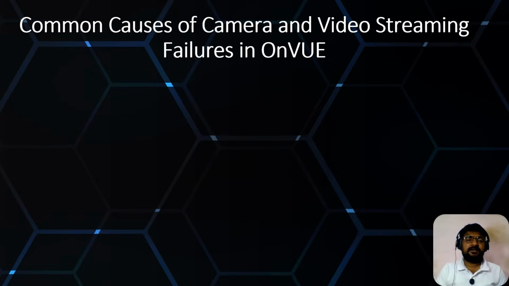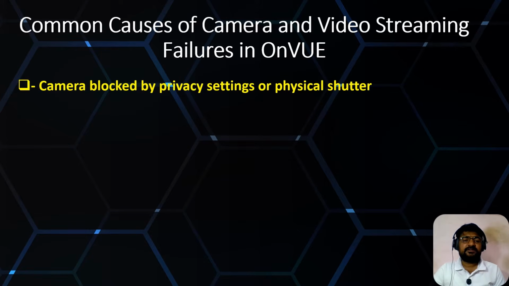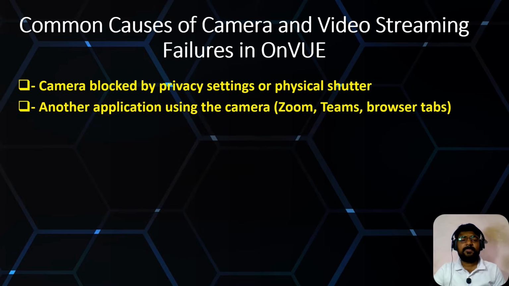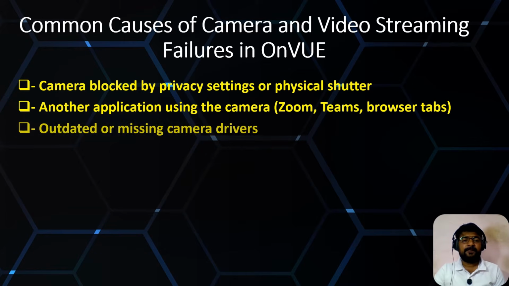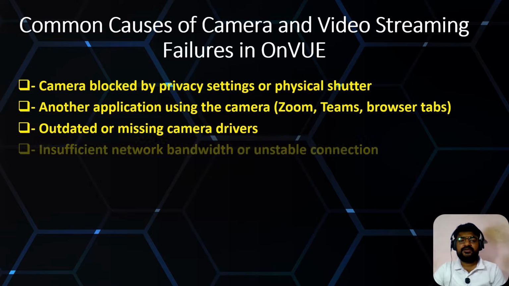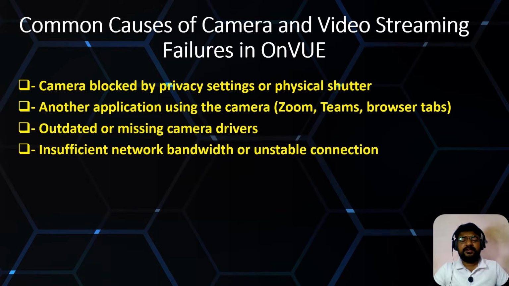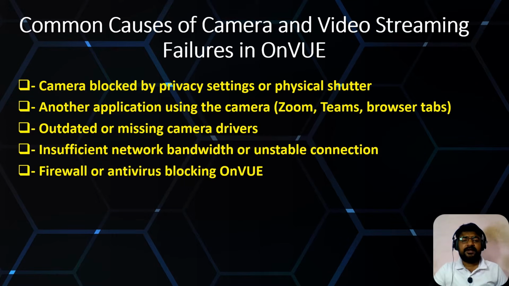Friends, apart from that, there are common causes of camera and video streaming failure on the OnVUE platform. For the examination, the camera may be blocked by a privacy setting or a physical shutter. Many other applications may be using the camera, like Zoom and Teams, which I already told you. An outdated or missing camera driver can also cause the issue. Insufficient network bandwidth or an unstable internet connection can also cause your video streaming issue. Then firewall or antivirus software may be blocking the OnVUE application.